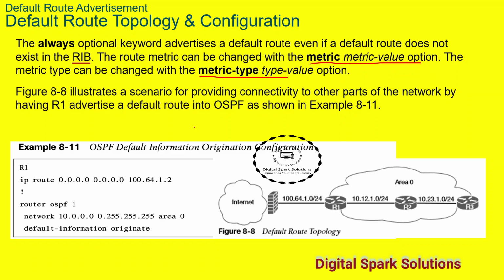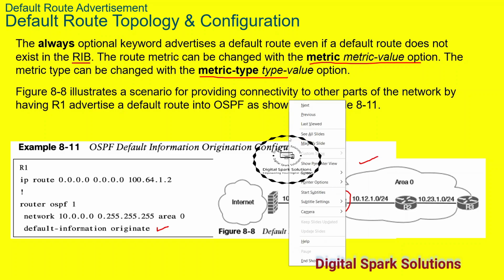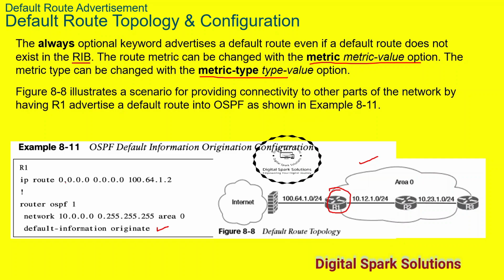We have figure 8-11, which shows connectivity to other parts of the network by having R1 advertise the default route into OSPF. This is the default route information. This is area 0 and we have R1, and this is a static route towards the firewall from R1.